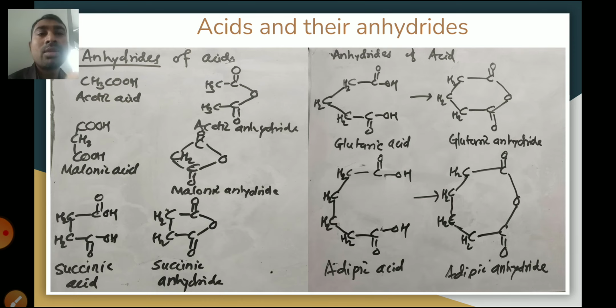In the same way, the dehydration reaction takes place in succinic acid. This is the most important part: succinic anhydride will form. This succinic anhydride is utilized for many reactions in chemistry. Next is glutaric acid, and glutaric anhydride will form in the same way, with dehydration taking place. Next is adipic acid, which is also converted into adipic anhydride. In the same way there is no change, dehydration takes place.